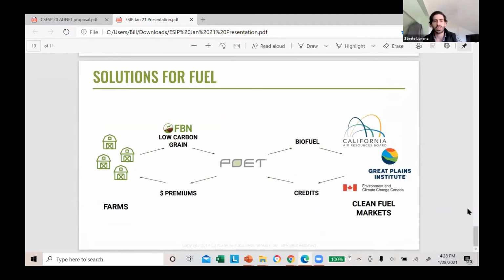Great, and this is just an example of how the solutions work for fuel. So low carbon grain flows into an ethanol producer, in this case, Poet. That group can then market lower carbon biofuels to a market that cares, particularly the LCFS market in California, which is the largest clean fuel program in, I believe, the world. And that ends up being very valuable to that group. They can flow those credits back in incentivizations to growers to continue to share that information and to continue to drive down their carbon intensity.